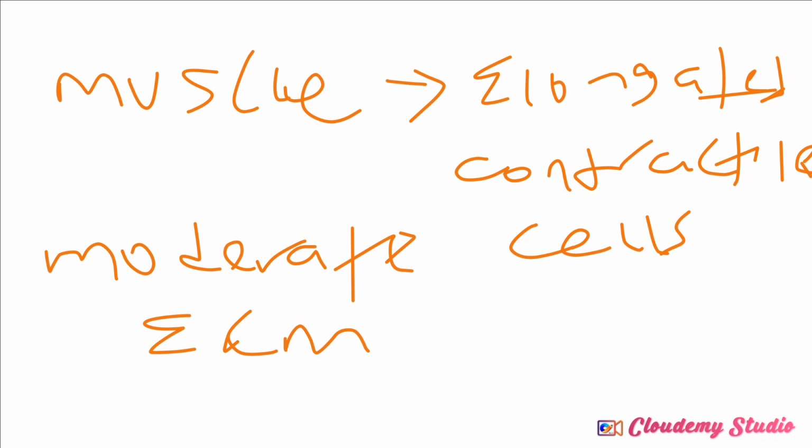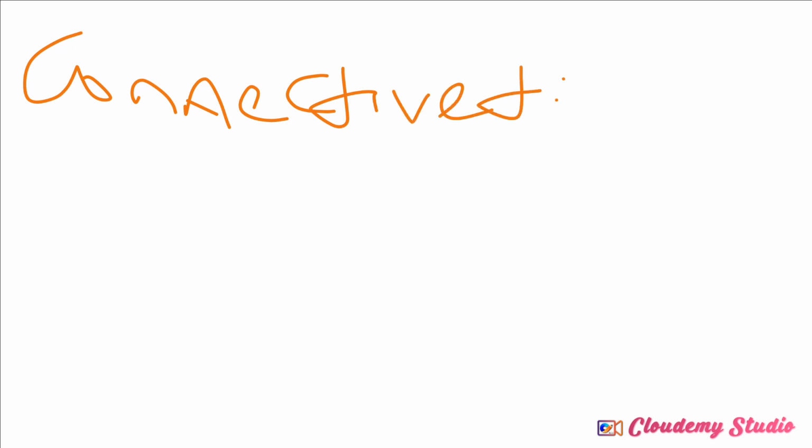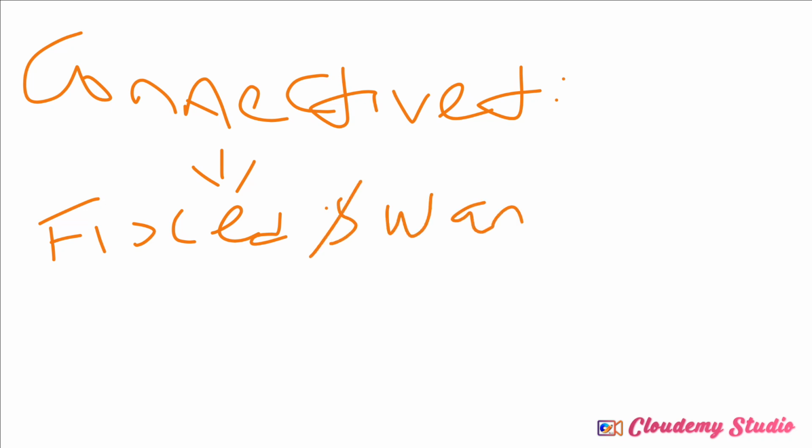Now, the next one is connective tissue itself. Connective tissue has fixed and wandering cells. They have what? Fixed and wandering cells.